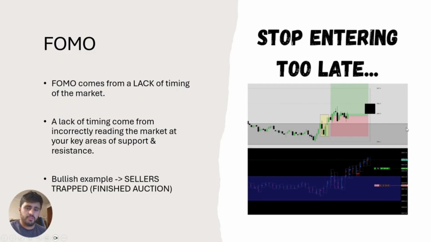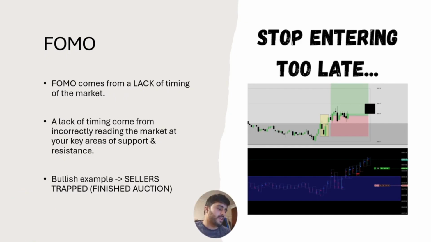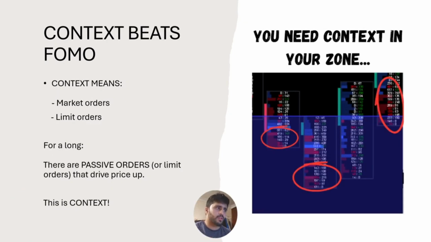If you trade the opening range breakout, or if you look for any pivots or reversals or any of these things, looking for what's going on inside of your zone will prevent you from entering with FOMO, right? So context beats FOMO. The way to get around FOMO is by understanding the footprint chart. So again, it's going from the vague to the specific.